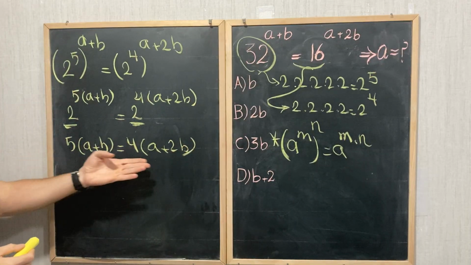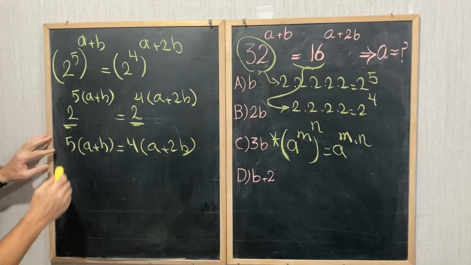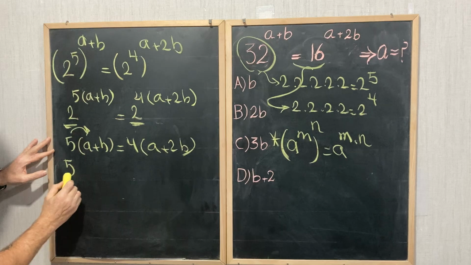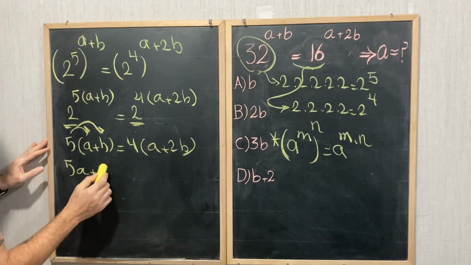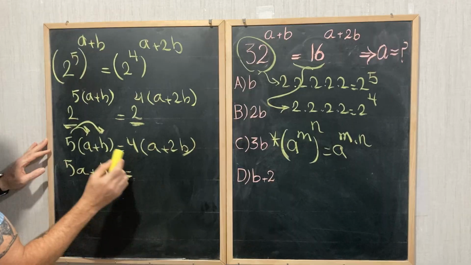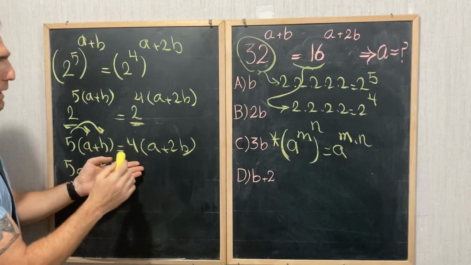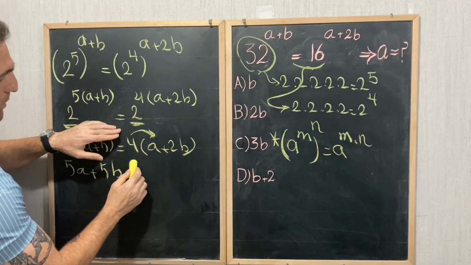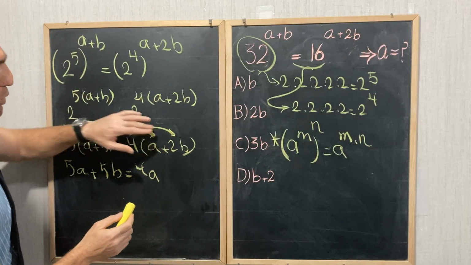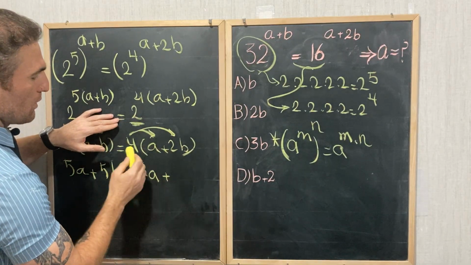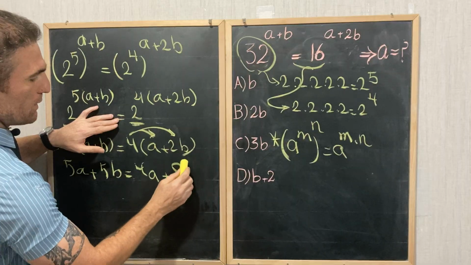Next step, let's expand it. 5 times a plus 5 times b equals 4 times a plus 4 times 2b. 4 times 2b equals 8b.